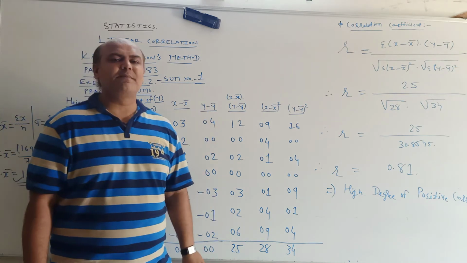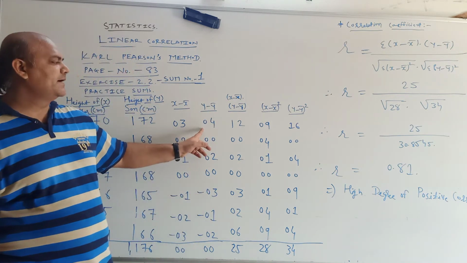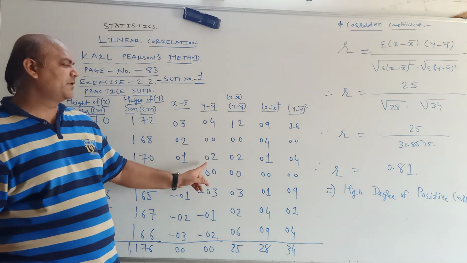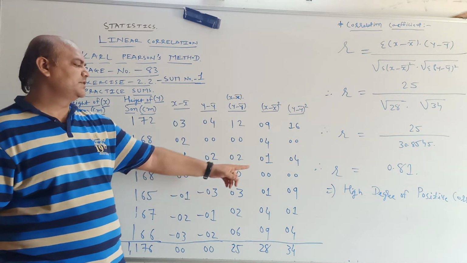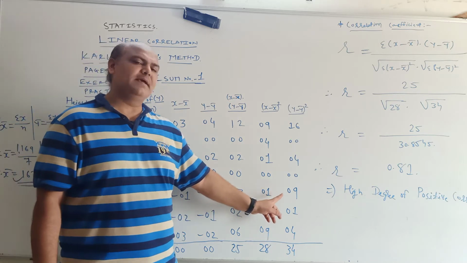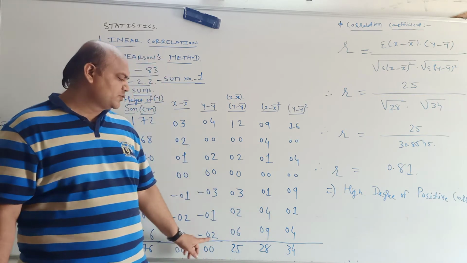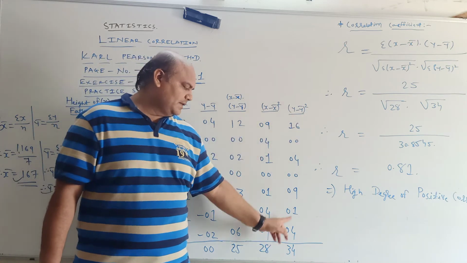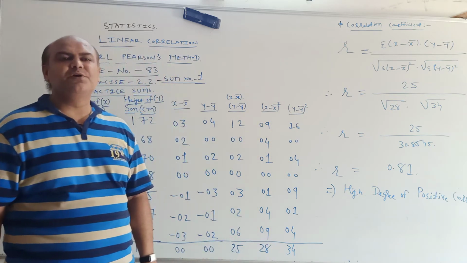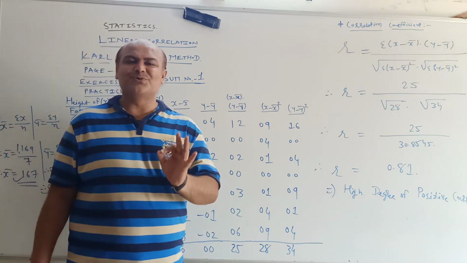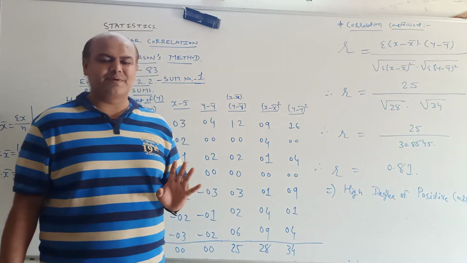And y minus y bar square. Here the square of 4 is 16, square of 0 is 0, square of 2 is 4, square of 0 is 0, square of minus 3 is 9, square of minus 1 is 1, square of minus 2 is 4, and then at last we have to do the total of x minus x bar square and the total of y minus y bar square.